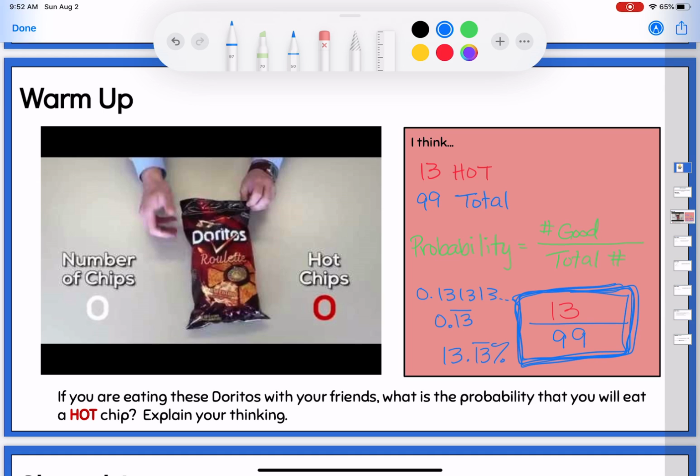Now, I know what you're thinking, and you're probably thinking, who would buy that bag of chips? We love hot chips. What I'm thinking is, ooh, that's too risky. I don't want 13 out of 99 chips to be hot. I hate hot foods. But it's a fun way to get you back into that idea of probability: the number of good options out of the total number of options.